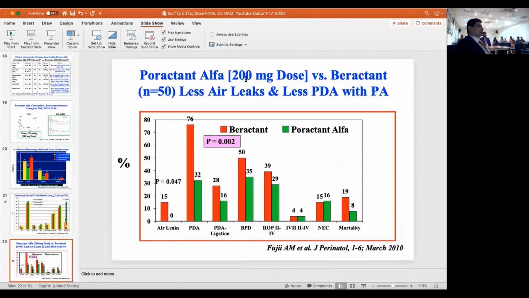Another study from Fuji, higher dose Curosurf versus Survanta, 50 babies, showed air leaks was 0. PDA diagnosed by echocardiogram was also lower, 32% versus 70%. Ligation was significantly lower, 16% versus 8%. There was less BPD and less ROP. Mortality was lower, nearly half, 19%. Because of the small sample size, it was not statistically significant.